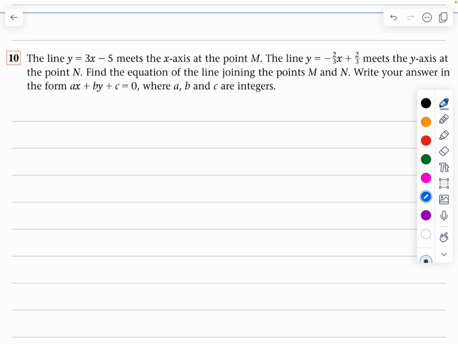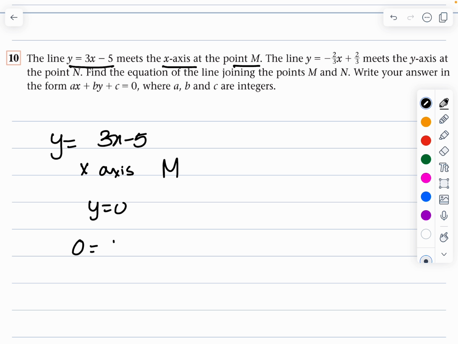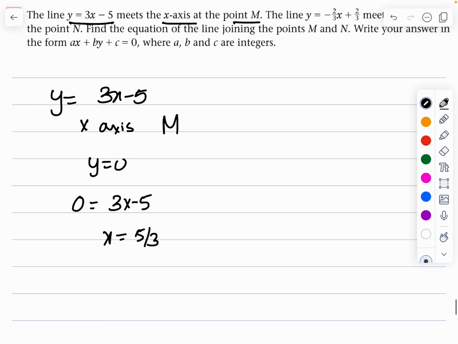Lastly, question number 10. The line y equals 3x minus 5 meets the x-axis at M. X-axis means y equals 0. 0 equals 3x minus 5. x equals 5/3. So the point M is (5/3, 0).